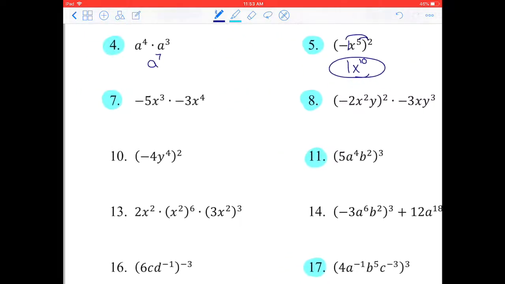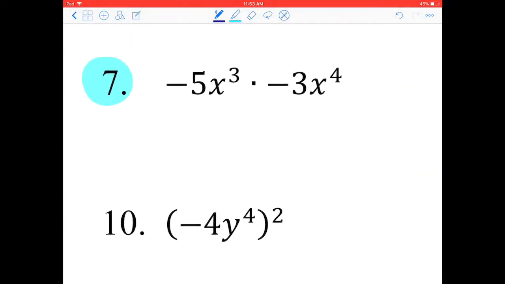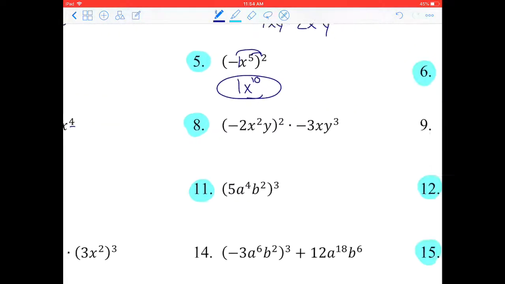All right. 7, multiplication again. So you are adding your exponents, but you do need to multiply the coefficients. So negative 5 times negative 3 is 15. And then x, 3 and 4 makes 7. Number 8.